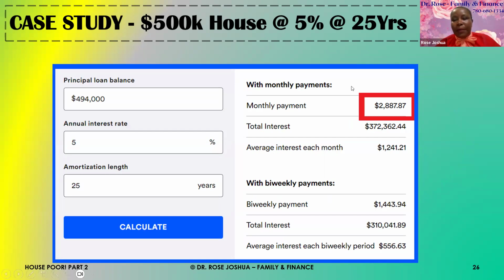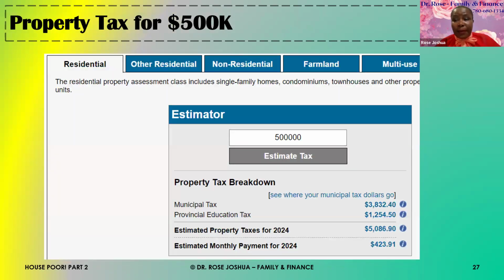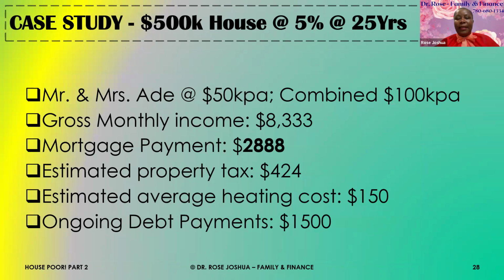the monthly payment becomes $2,887. So it shifts from $2,310 and goes up by $570. And then the property tax goes up to $424. So with the price of the house, everything starts going up. And then your heating cost goes up because it's a bigger house, bigger space.